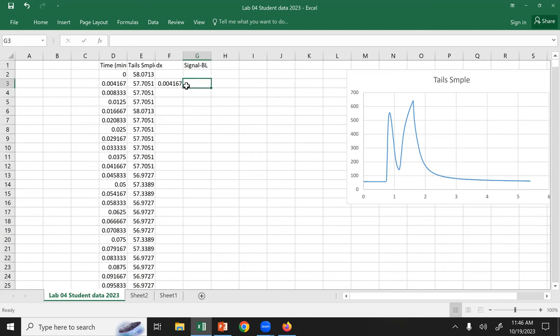And just say, okay, I'm going to define my baseline somewhat arbitrarily as the first Y value that we have recorded. So our signal minus the baseline is this value minus this value. But when we copy and paste, we don't want that second one to get copied with it, right? So here, our dx, we want both of these cells to shift when we copy and paste, right? So we should be good to just copy this formula.